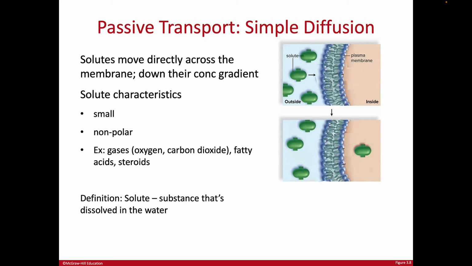They're no charge. And often the kinds of substances that do this are gases, like oxygen and carbon dioxide, fatty acids, so those little tails of fats, and steroids, which are small lipids. And just to remind you, a solute is a substance that's dissolved in water, and that's what's moving across the membrane in the case of simple diffusion.